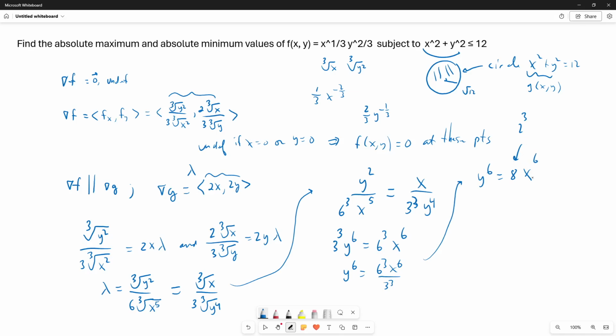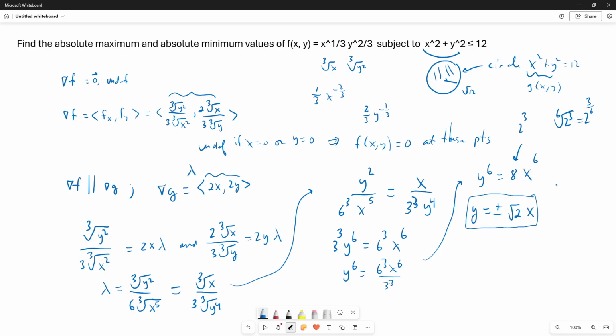So now take the 6th root of both sides. There are 2 6th roots, so y is plus or minus. The 6th root of 8 is the 6th root of 2 cubed. That's the same as 2 to the 3/6, or 2 to the 1/2, or the square root of 2. And then the 6th root of x to the 6th being plus or minus x. So y is equal to plus or minus the square root of 2 times x.